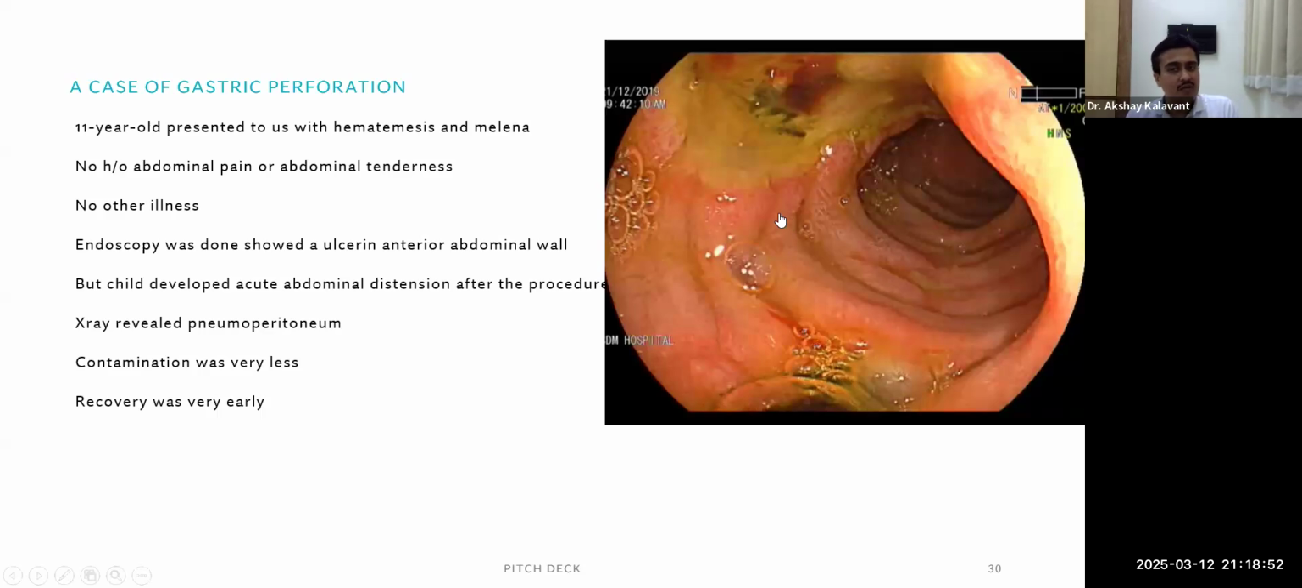Probably the perforation happened because of our intervention, but we could identify it immediately. As a surgeon, it was not difficult for us to go immediately into the abdomen and close the perforation with a patch. So there was very little contamination, and the recovery was very quick.